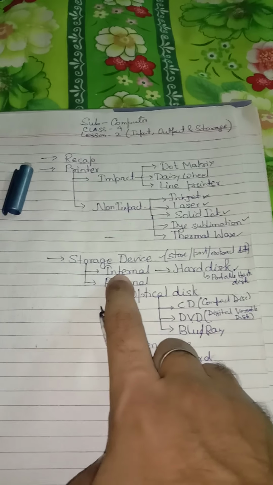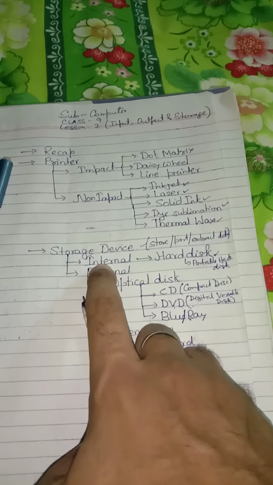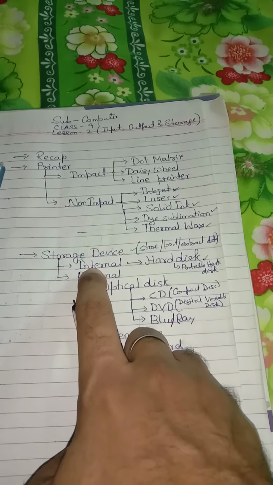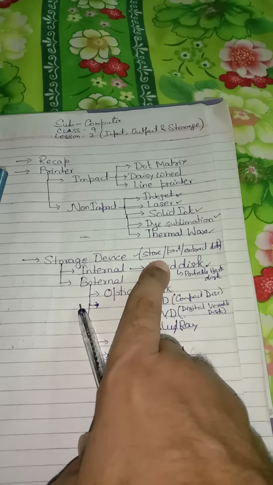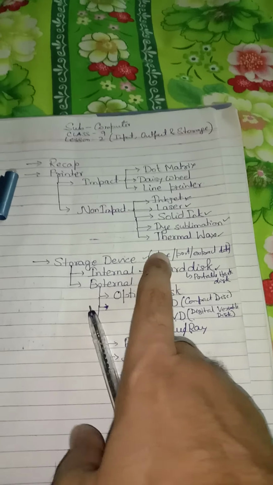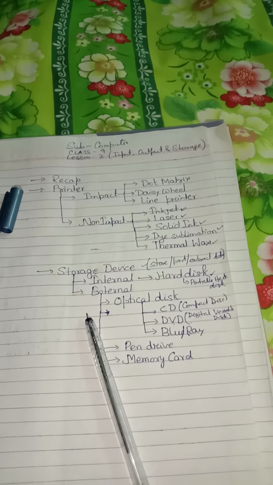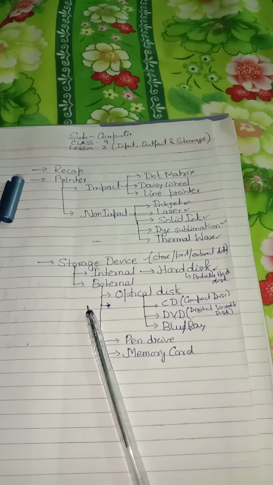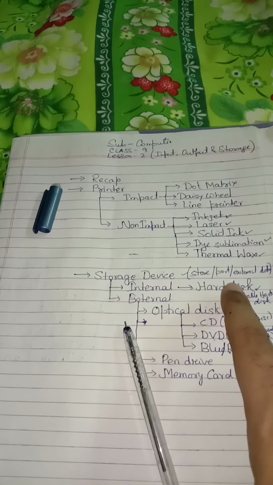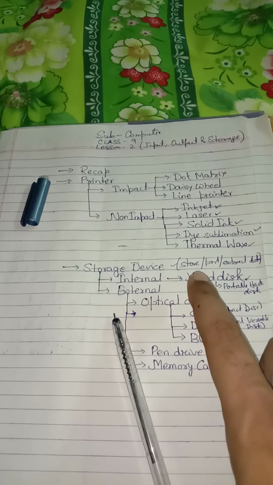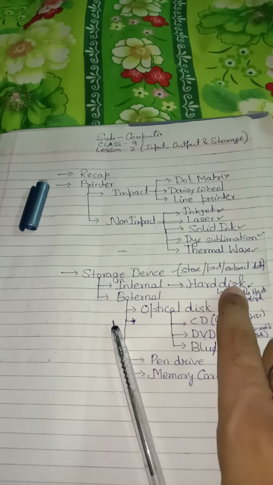So what is an internal storage device? The internal storage devices are those devices that are fixed inside the computer system, like RAM, ROM, hard disk, etc. The internal storage devices generally consist of RAM, ROM, and hard disk. So we will be discussing the internal storage devices. The first one is the hard disk. We have already discussed RAM and ROM, so here we are going to discuss the hard disk.